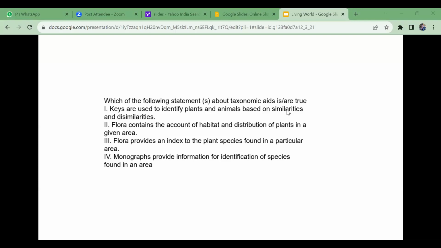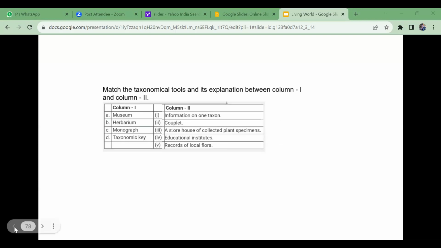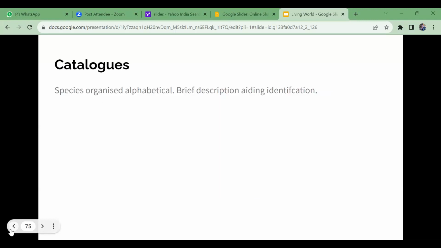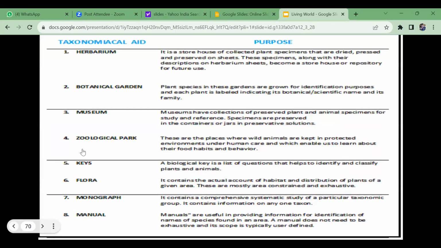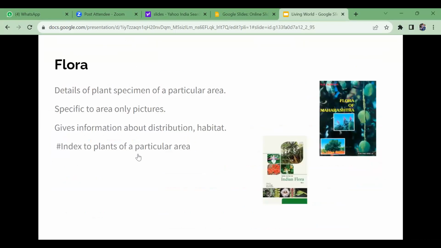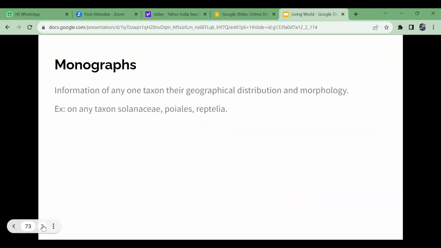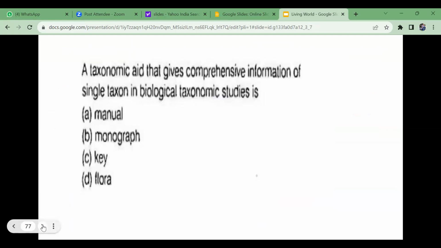Flora contains the account of habitat and distribution. Flora has the habitat and distribution of the plants in a given area. This is flora. Correct. Flora provides an index to the plant species found in a particular area. It gives an index, right? We read it just now. Index to the plants of a particular area, on the basis of an alphabetical order index. This gives a proper index to us. So the third statement is also correct.